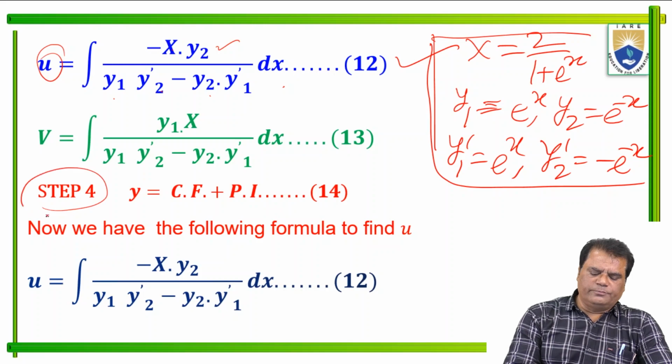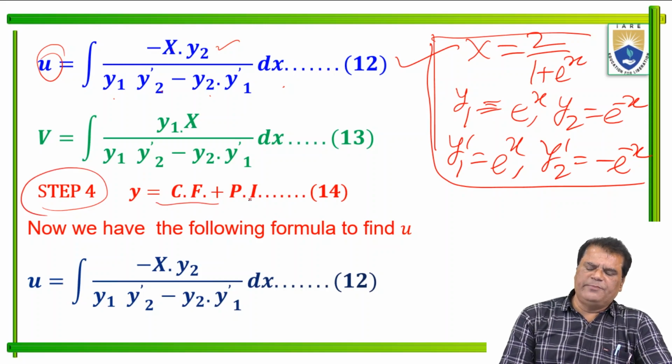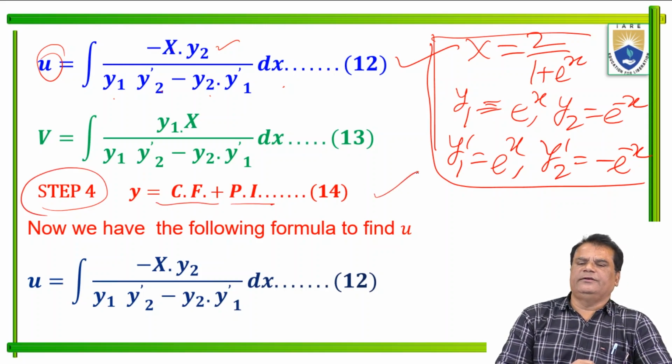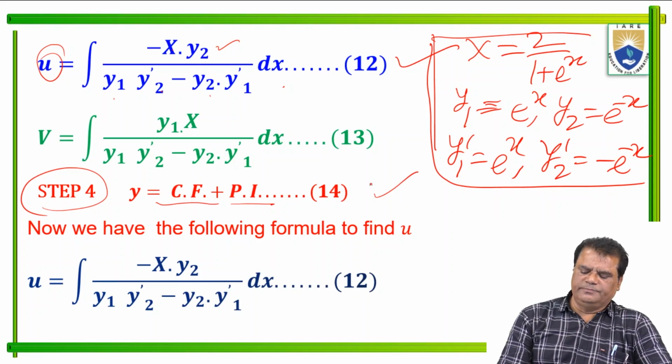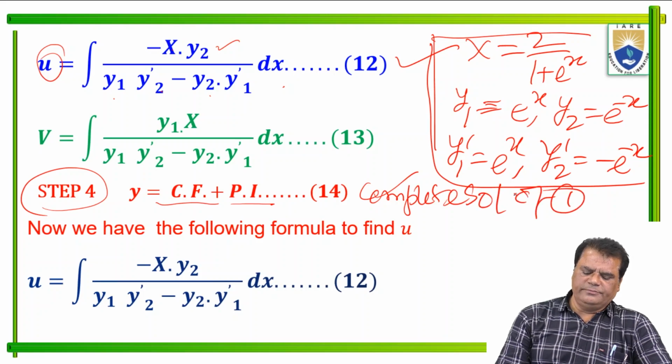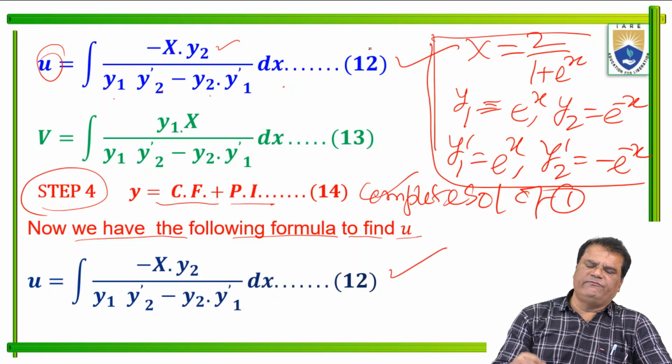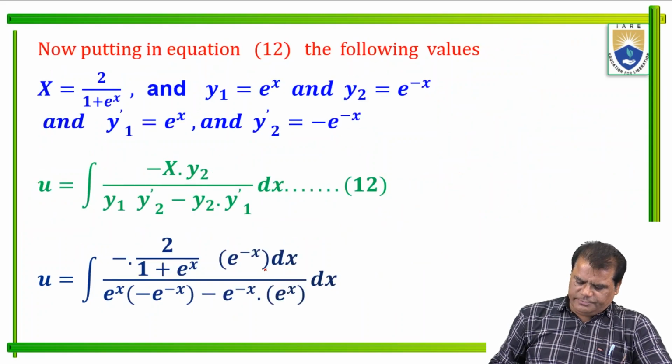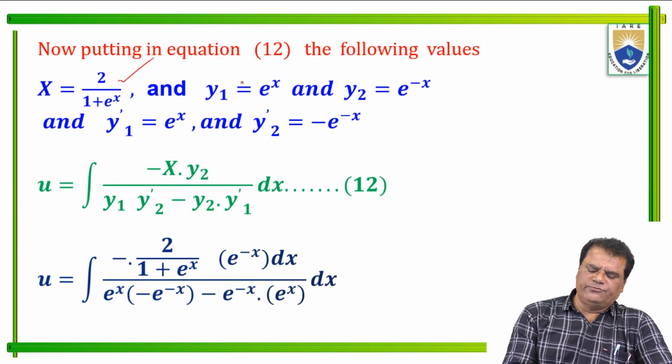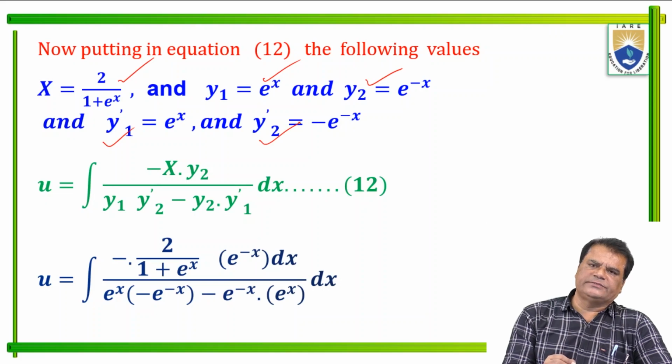And now step 4: y is equal to the complementary function plus the particular integral. This is the complete solution of equation 1. Okay, now we have the following formula for finding U. So this is equation 12. I am taking formula 12 here, so putting all the values here: X equal to this, y1 is this and y2 is this, y1 dash and y2 dash. All values are put in this formula.